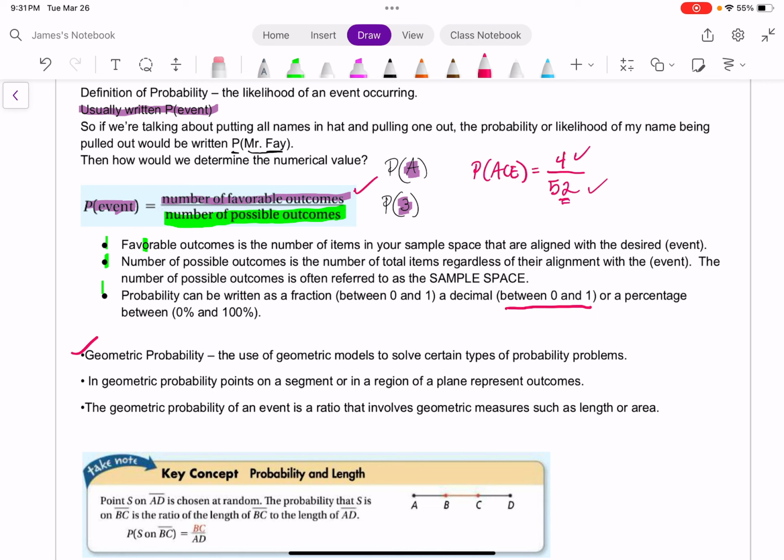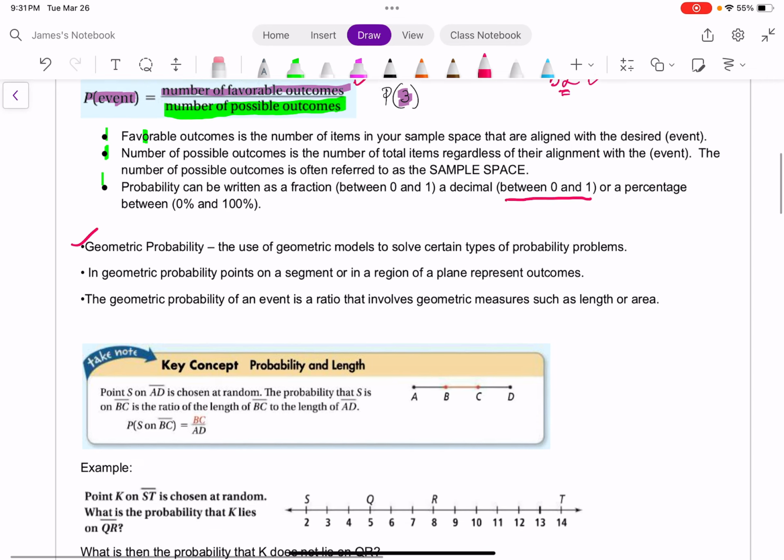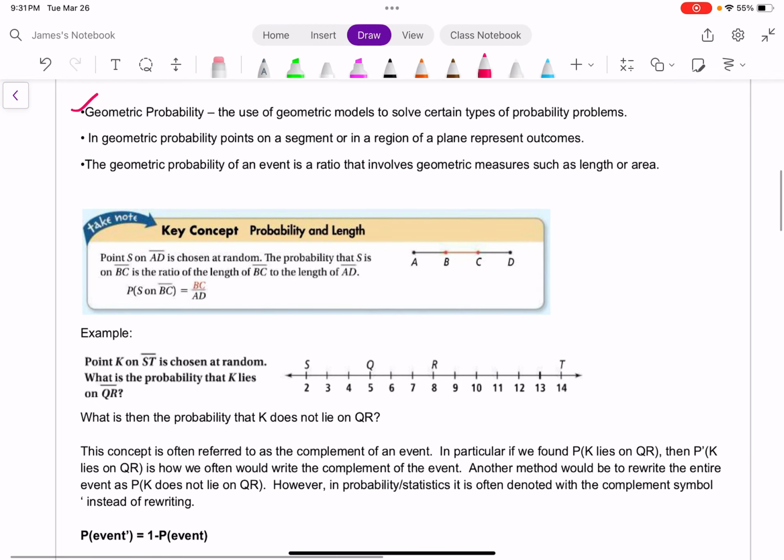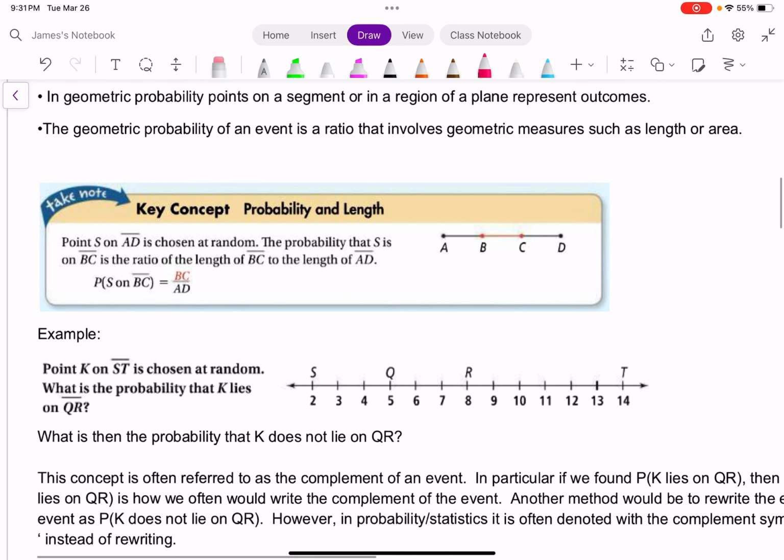It says, in geometric probability, points on a segment or in a region of a plane represent outcomes. And the geometric probability of an event is a ratio that involves geometric measures such as length or area. So the first type of problem that we're going to see is dealing with probability and length. And typically in these types of questions, a lot of times they use the word queue.